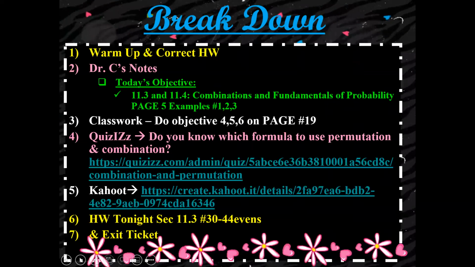So today we're going to continue with 11.3 and 11.4, which is on combinations of fundamental probability. We're going to go over page 5, examples 1, 2, and 3. We're also going to be working on objectives 4, 5, and 6 on page 19. You should have your unit 2 white packet. And then tonight's homework is number 30 to 44 evens.